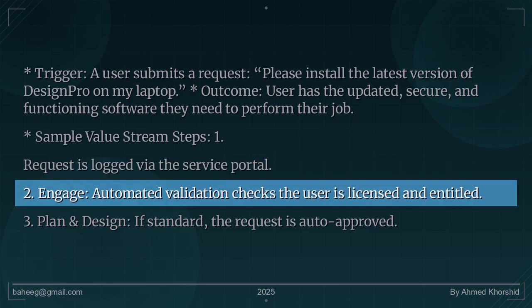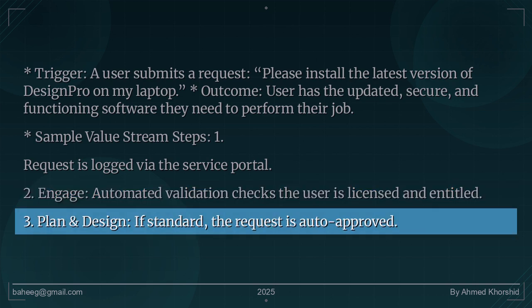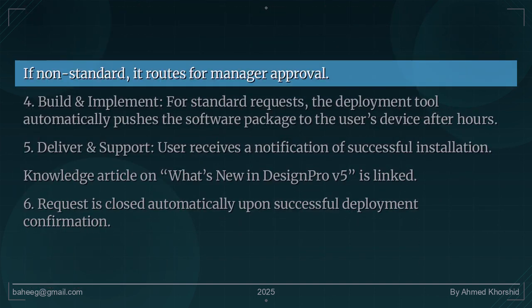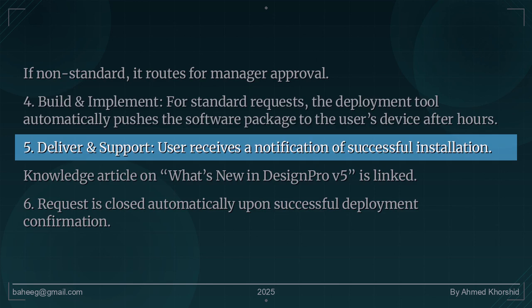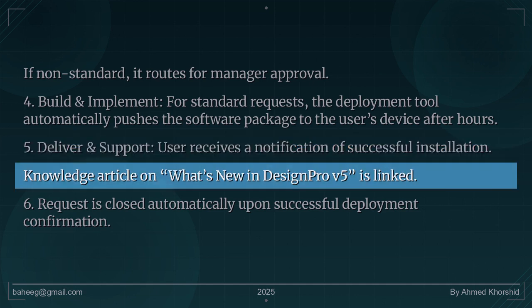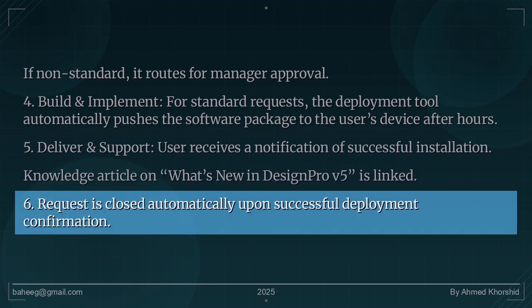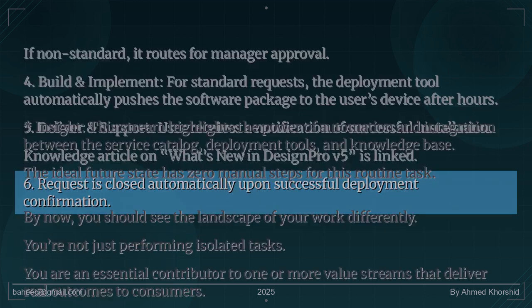2. Engage, automated validation checks the user is licensed and entitled. 3. Plan and design, if standard, the request is auto-approved. If non-standard, it routes for manager approval. 4. Build and implement, for standard requests, the deployment tool automatically pushes the software package to the user's device after hours. 5. Deliver and support, user receives a notification of successful installation. Knowledge article on What's New in Design Pro v5 is linked. 6. Request is closed automatically upon successful deployment confirmation.